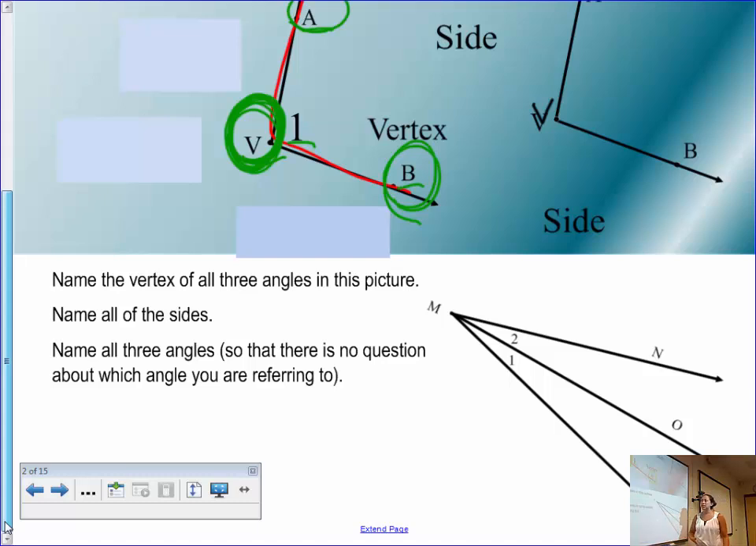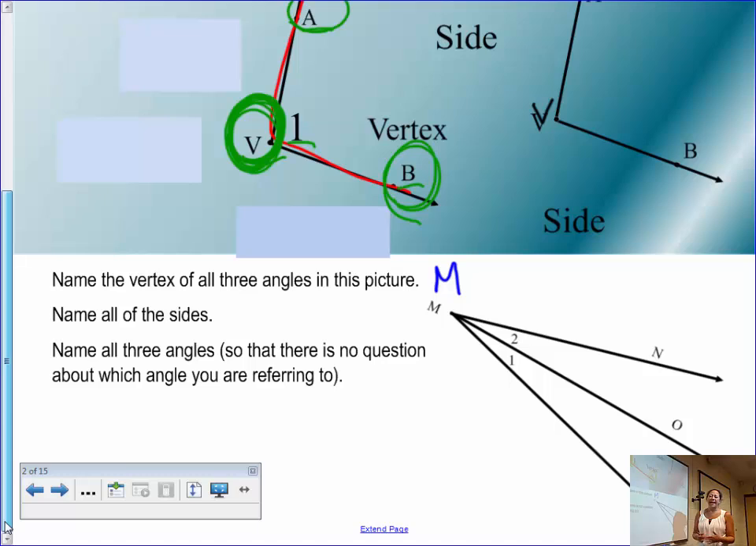Go ahead and pause this, draw the pictures, and see if you can name all of the sides and the vertex that goes with all three angles that are in this picture. And yes, there are three. Then you can name all three angles so that they are distinguished. I'm not concerned about, oh, which one? Did you mean the top small one? Did you mean the big one? Be specific. All right, did you come up with M as your vertex for all three angles? I hope you did. If not, please come in with questions tomorrow.